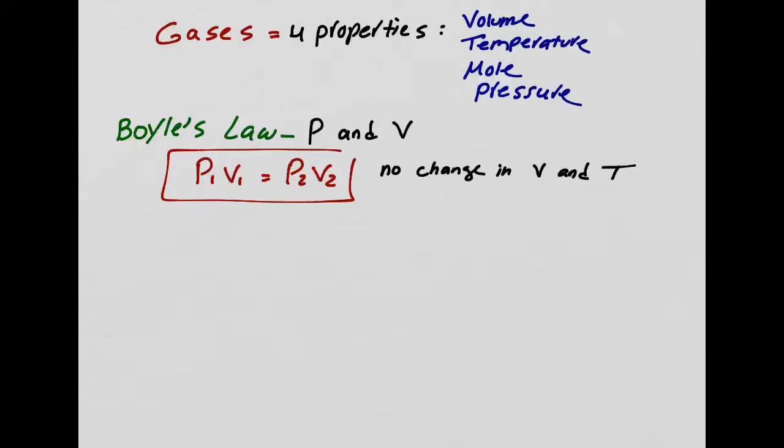Okay. Now, the next one is Charles' law. Who came up with it? Charles. Charles looks at the relationship between temperature and volume. And that relationship that he came up with was V1 over T1 equals V2 over T2.